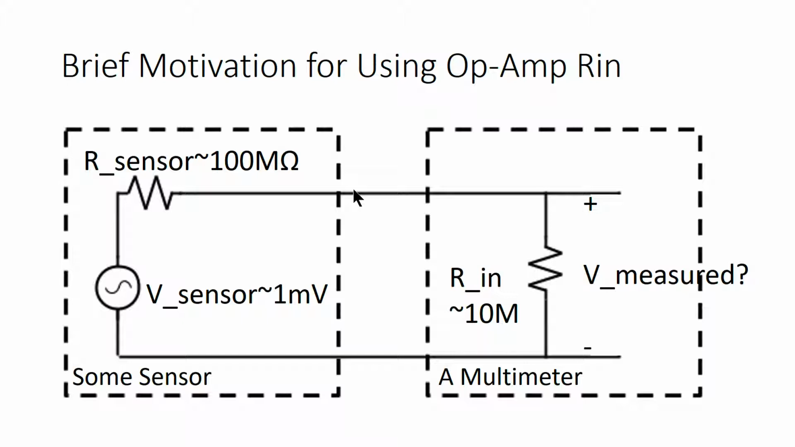I'm going to stop talking for a second and give you a chance to try that. So the answer is that V measured would come out to be 1/11th of a millivolt, or about 90 microvolts, because you have a resistor divider between this 10 megaohm load and the 100 megaohm source resistance of the sensor. That's about 90 microvolts, which is way too small for our multimeters to read. The big issue here is that our multimeter is having a nasty loading effect on the sensor.